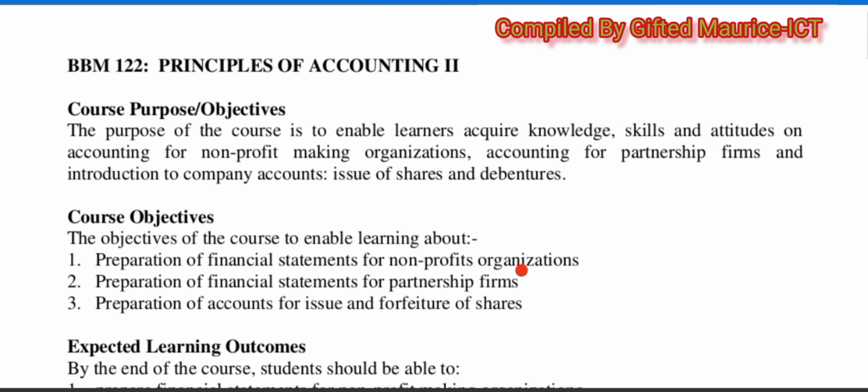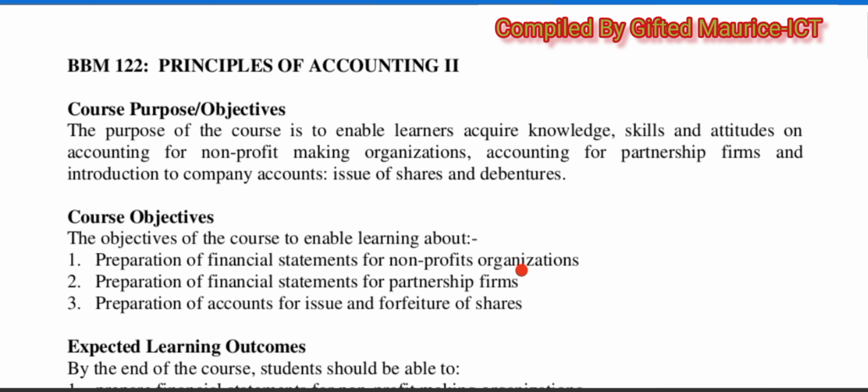So in this case, we want to achieve that objective of preparing financial statements of this other form of organization, that is the non-profit making organization. And we'll be able to see the various types of non-profit making organizations and even look at how do they compare with the accounts of profit-making organizations.